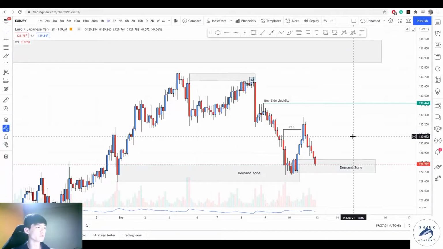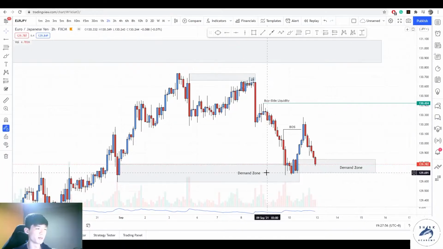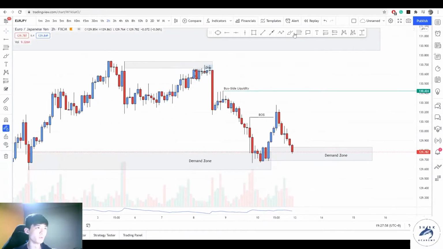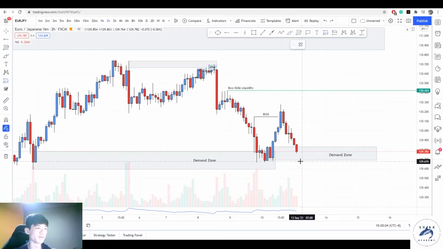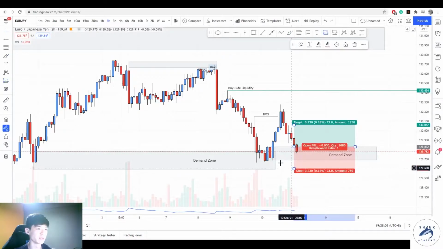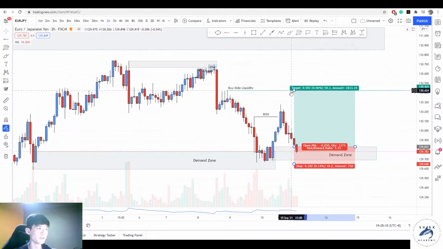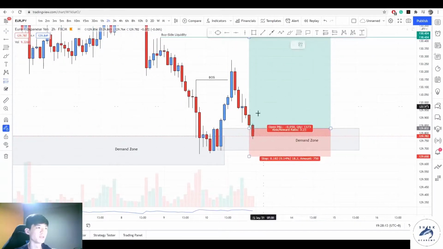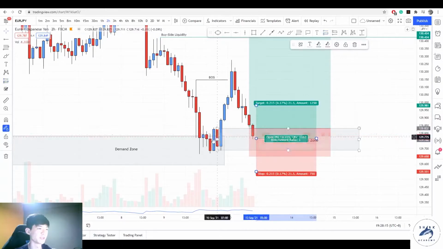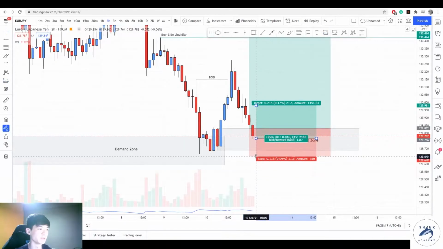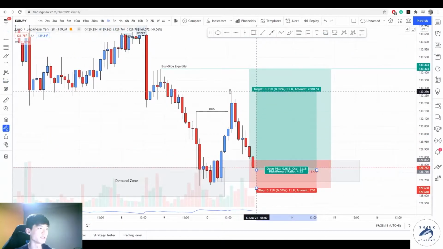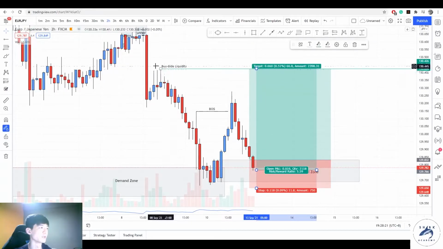Next, we have the Euro Yen, and prices now tap into a demand level here. Broke out of structure, leaving behind another demand zone for us to get involved. So typically traders would have already placed a buy limit here at the open, stop loss beneath the low, and aim for this high. Or they would have placed another buy limit at the 50% level of this demand area, stop loss beneath the low, aim for highs over here, or liquidity highs here.